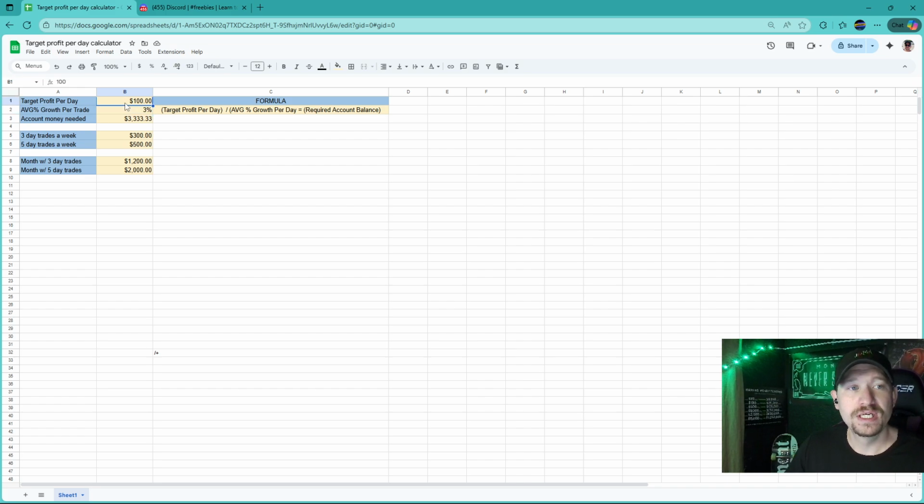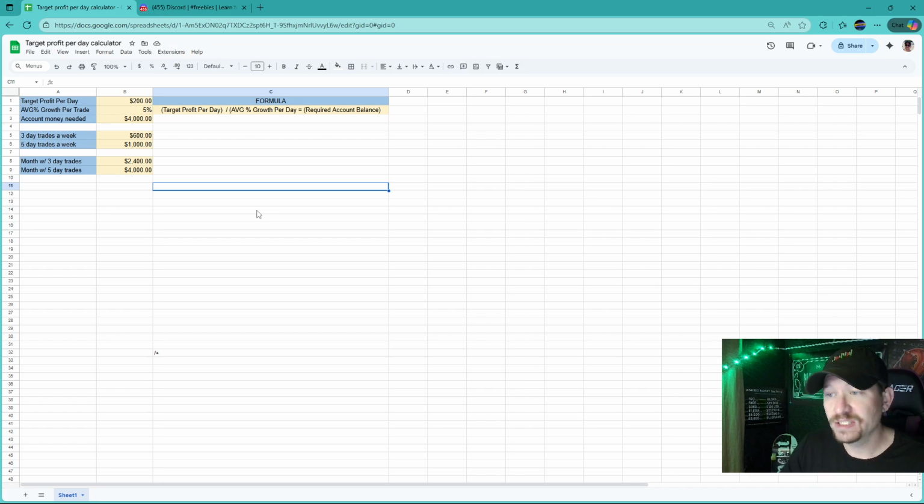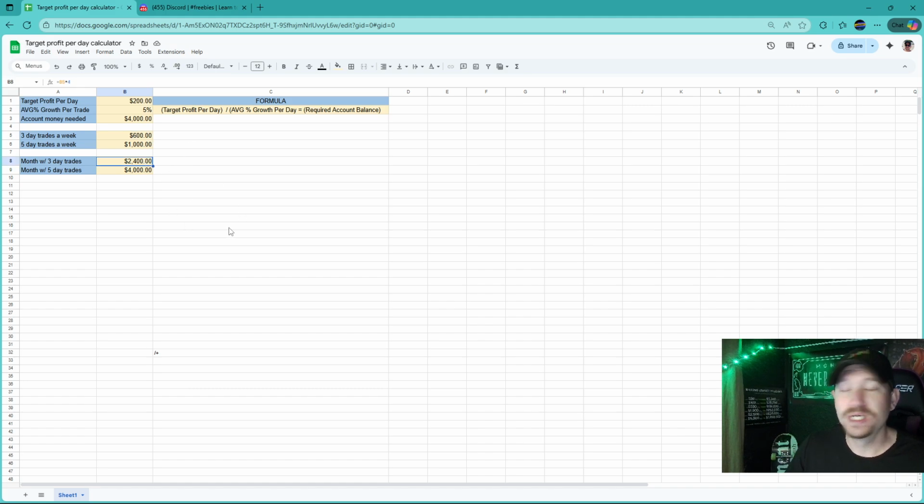It's 3% per trade, which is a little higher than most, but say you want to make $200, you're a little bit more of an advanced trader, you want to make $200 a day at 5% average growth per trade, you would need about $4,000 in your account. Now, 5% per trade is a little aggressive, but at the same time, you would be able to benefit about $600 a week or $2,400 in a month.